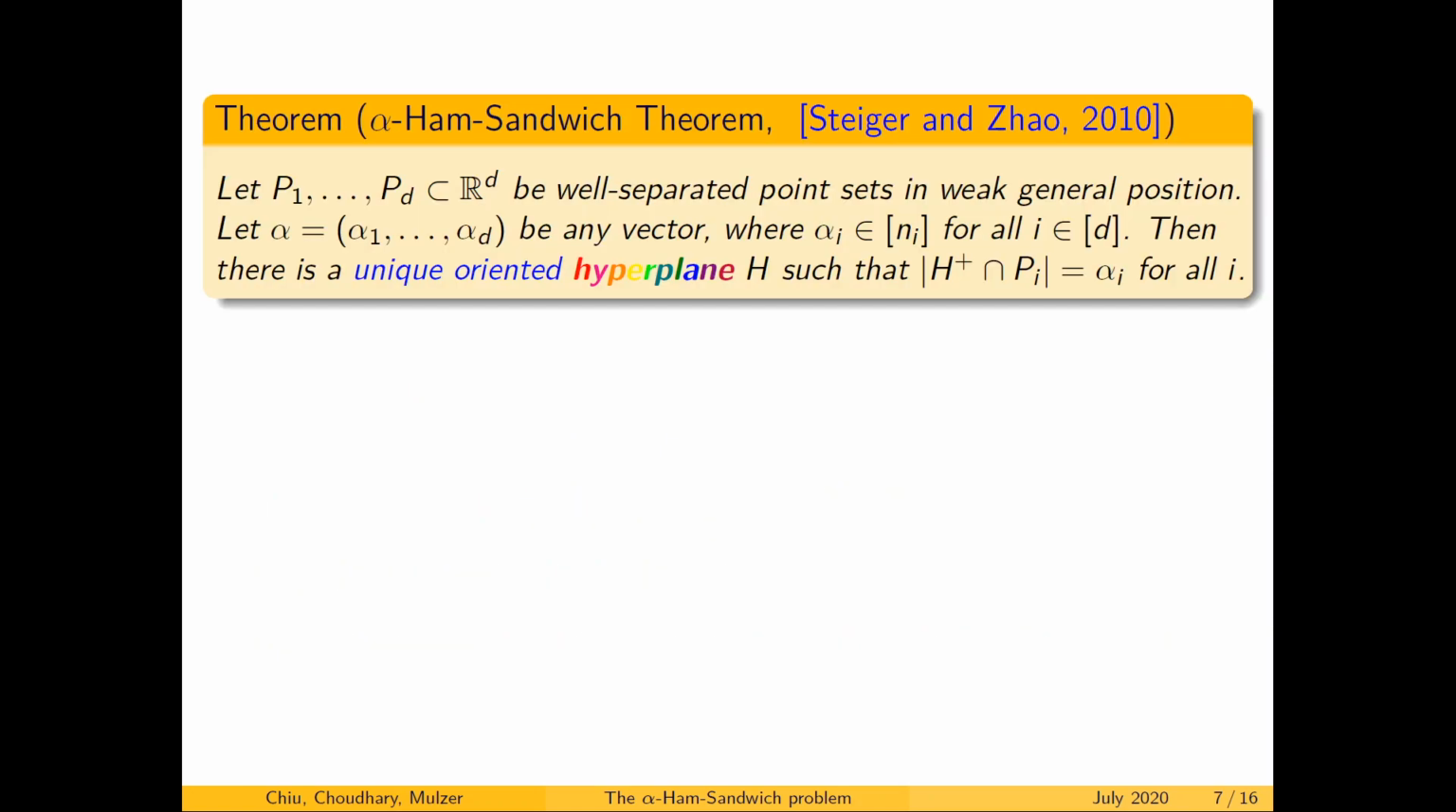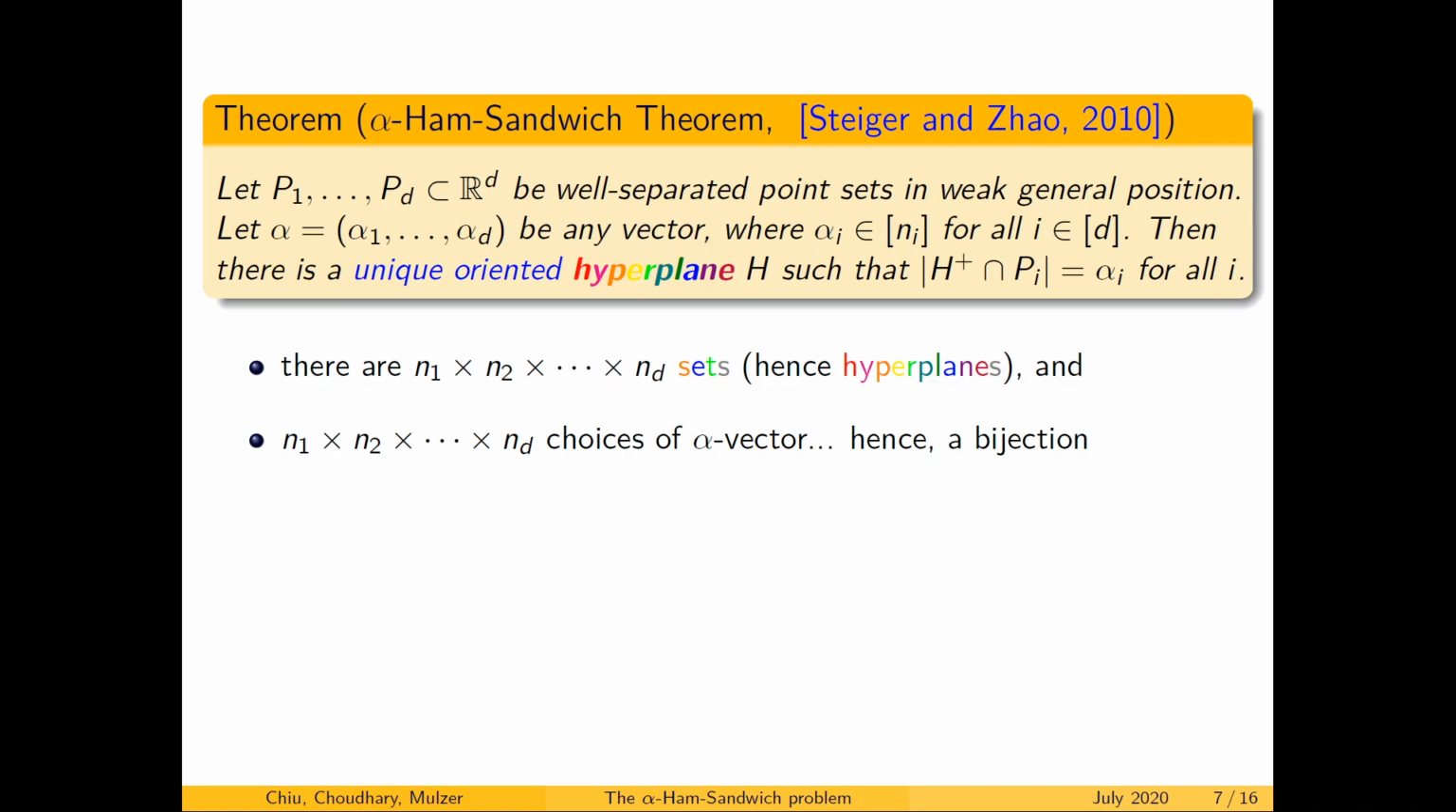With these two conditions, we can formally state the alpha version of the Ham-Sandwich theorem. Given d colors in d-dimensional space and the appropriate alpha vector, there is always a unique oriented hyperplane such that the positive half space determined by this hyperplane contains exactly alpha_i points of the color pi for all i.